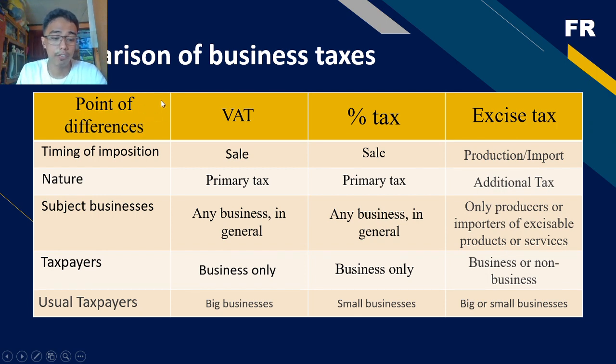Here are the points of differences of all of these taxes. Okay, so first we have the timing of imposition. So, a value-added tax is tax kapag merong sale. Okay, kapag merong sale. The same goes with percentage tax kasi nga they are the two sides of the same coin. While an excise tax is imposed on the production or import of commodities or goods, right? So instead of selling in the point of sale, they are taxed at the point of production or the import.